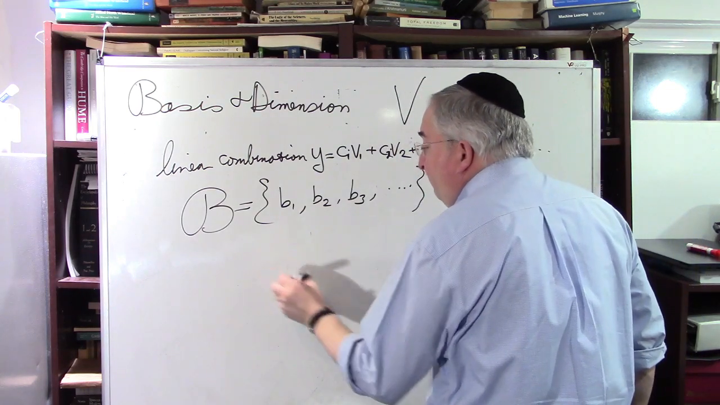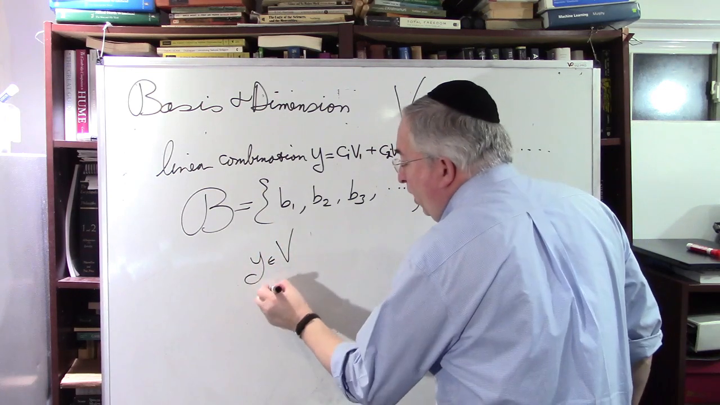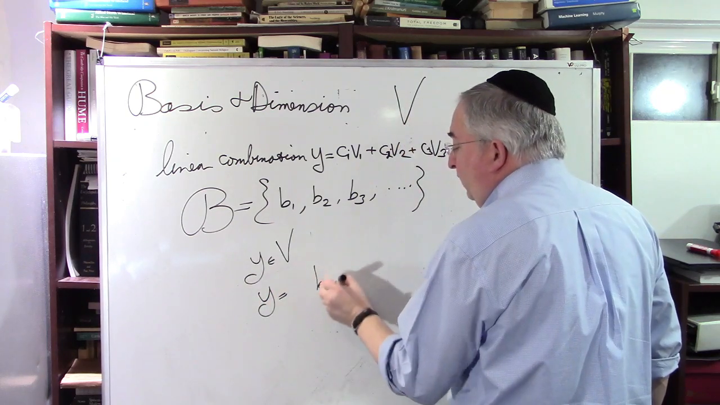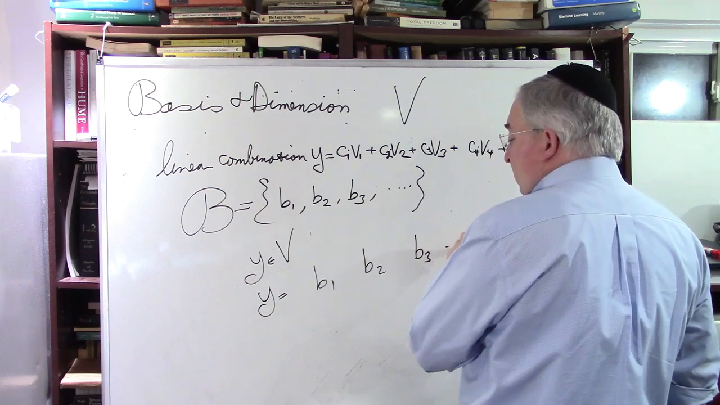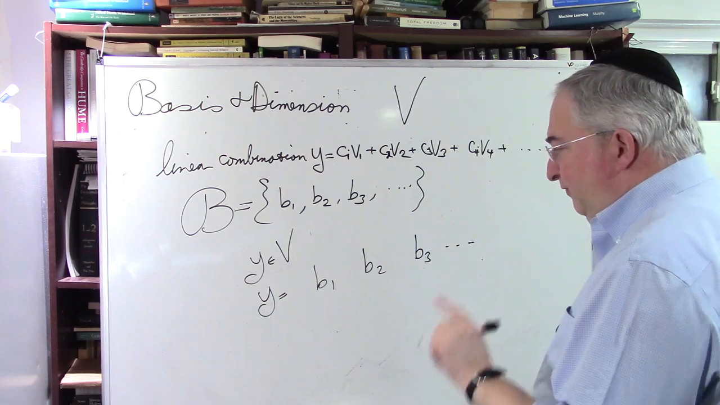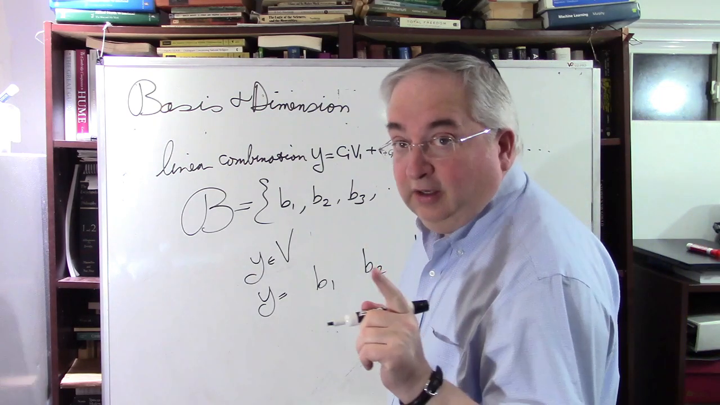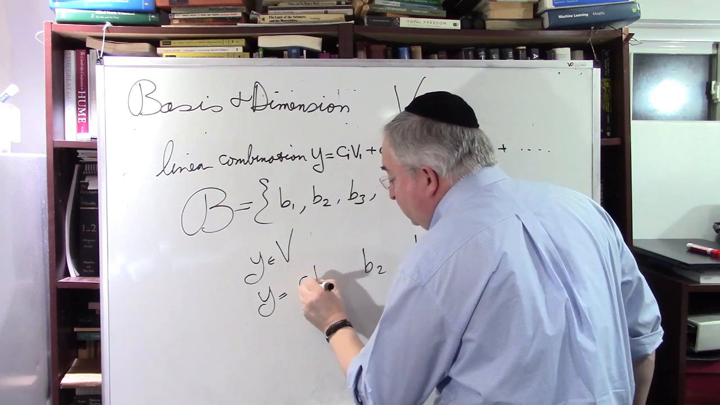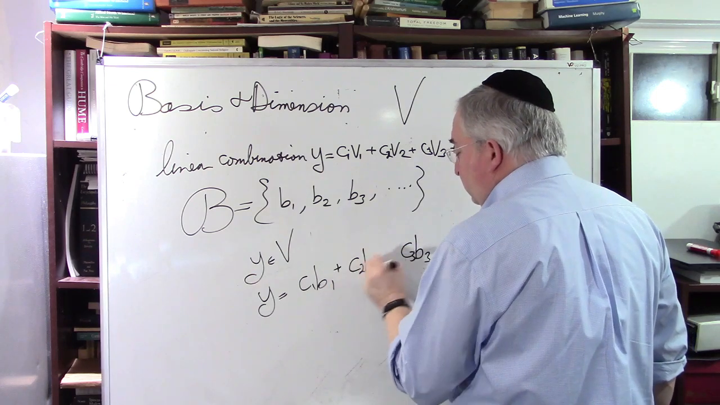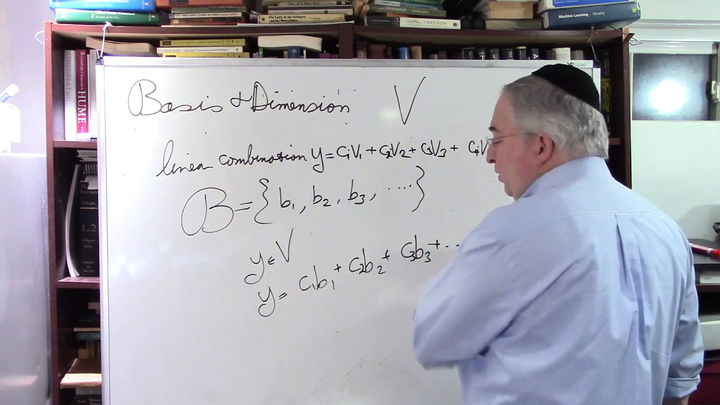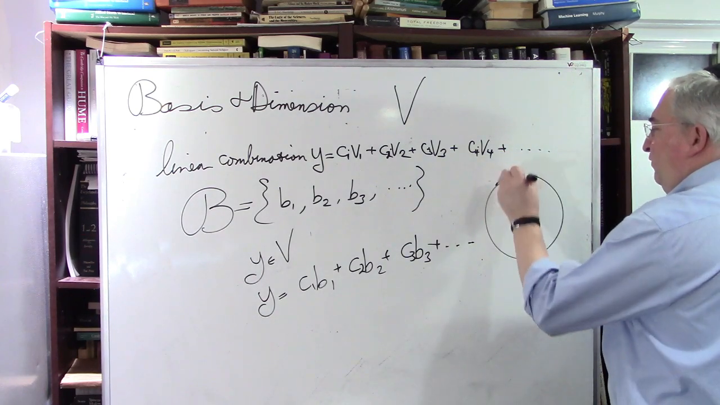That for any y member of V, y is equal to c1 b1 plus c2 b2 plus c3 b3, dot, dot, dot. And furthermore, it can be written as a linear combination uniquely. What do I mean by that? That there's a unique c1 and a unique c2 and a unique c3 such that we can add them and y can be described by it. So what you have is, here's your vector space V.